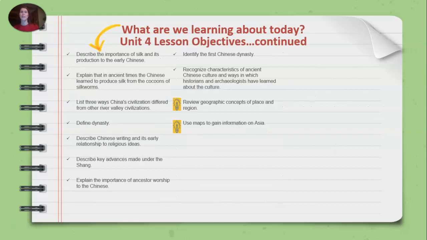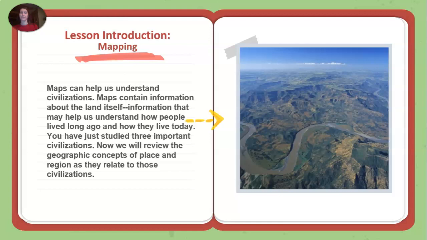So our objectives for today, review geographic concepts of place and region, and then use maps to gain information on Asia. Lesson introduction, mapping. Maps can help us understand civilizations. Maps contain information about the land itself, information that may help us to understand how people lived long ago and how they live today. You have just studied several important civilizations. Now we will review the geographic concepts of place and region as they relate to those civilizations.